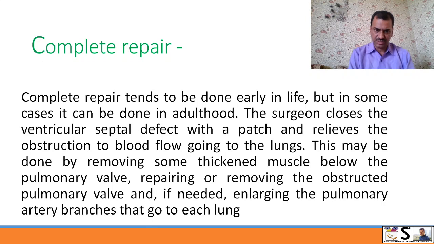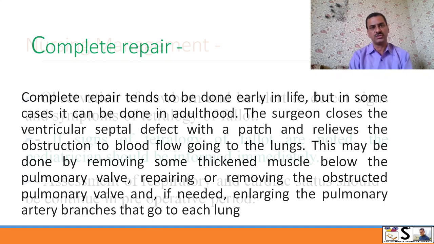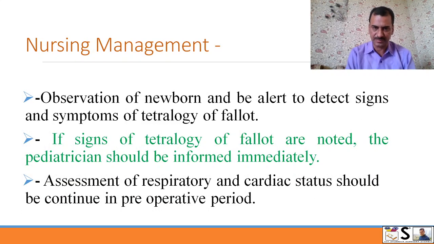Complete repair. Complete repair tends to be done early in childhood, but in some cases it can be done in adulthood. The surgeon closes the ventricular septal defect with a patch and relieves the obstruction of blood flow going to the lungs. This may be done by removing some thickened muscle below the pulmonary valve and repairing or removing the obstructed pulmonary valve, and if needed enlarging the pulmonary artery branches that go to each lung. In this way complete surgery is performed.